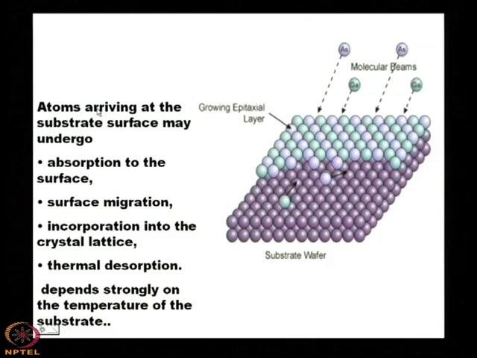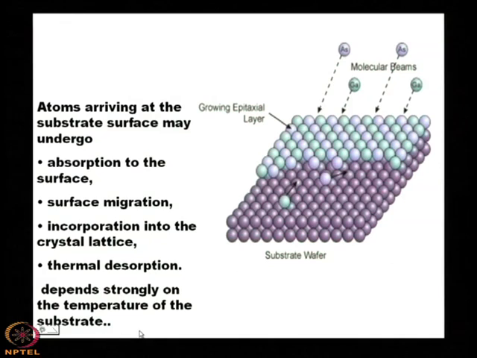First, the atoms arriving at the substrate surface will undergo adsorption to the surface, that means they will accumulate on the surface. Then there will be surface migration, say from point A to point B or point B to point C. Incorporation into the crystal lattice means on the substrate. Then there will be thermal desorption, which depends strongly on the temperature of the substrate.